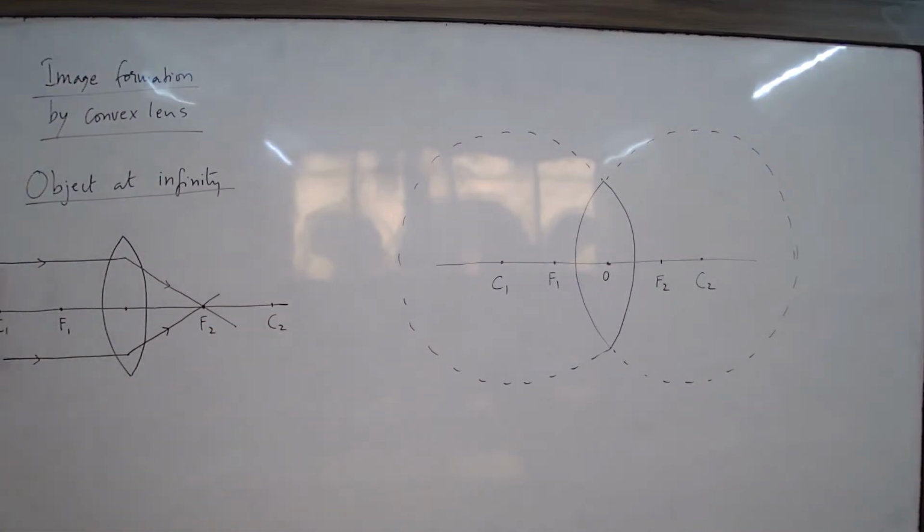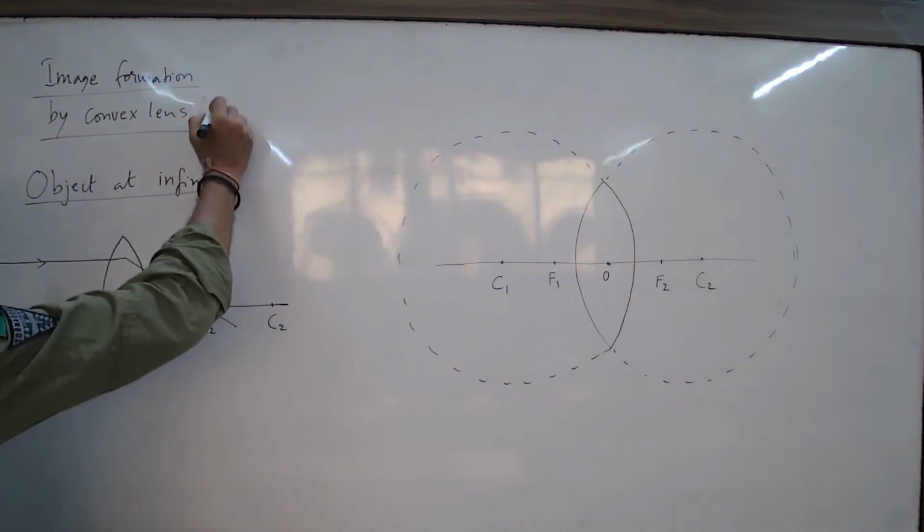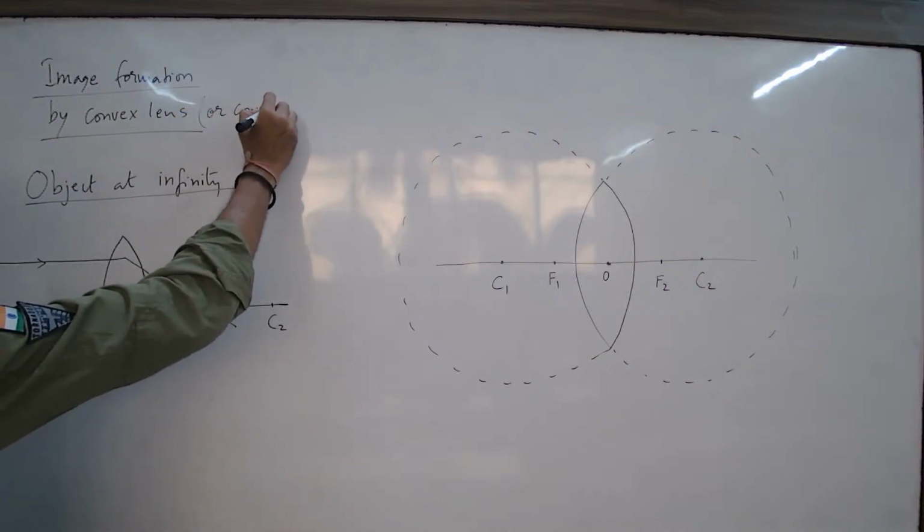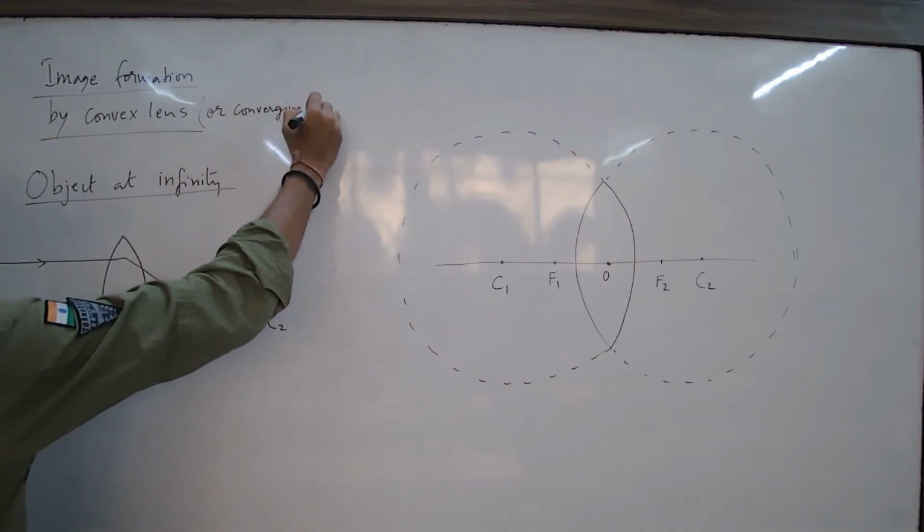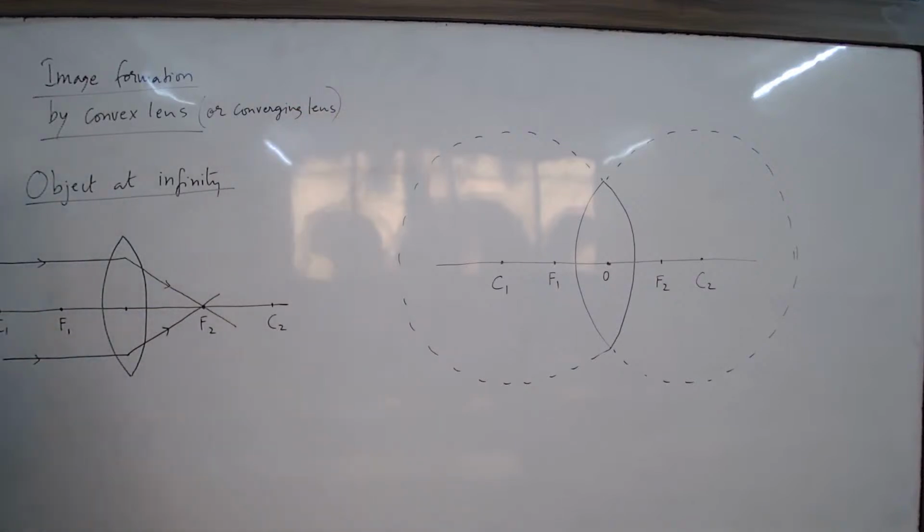So what is happening to the parallel rays? They are intersecting at focus. So this is also called a converging lens. Convex lens is also called converging because it converges at focus, right? So this was the situation for object at infinity.